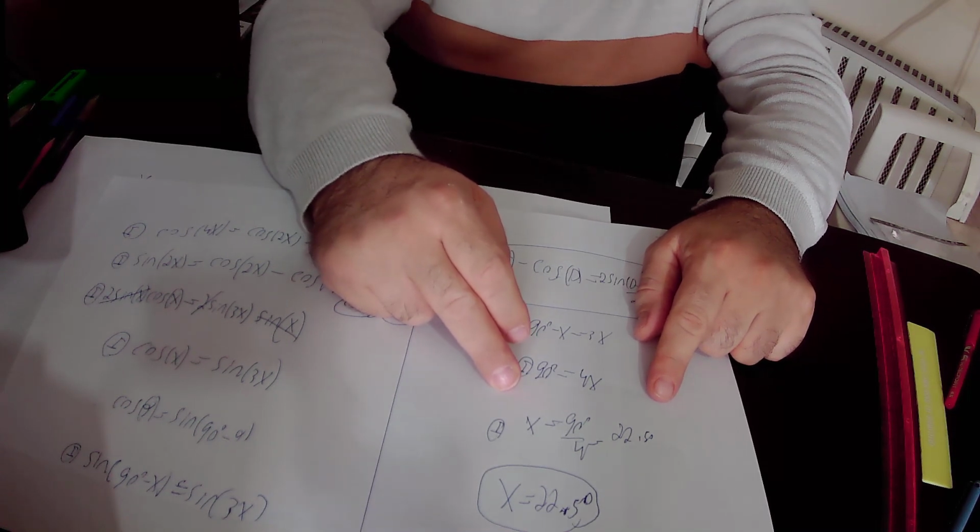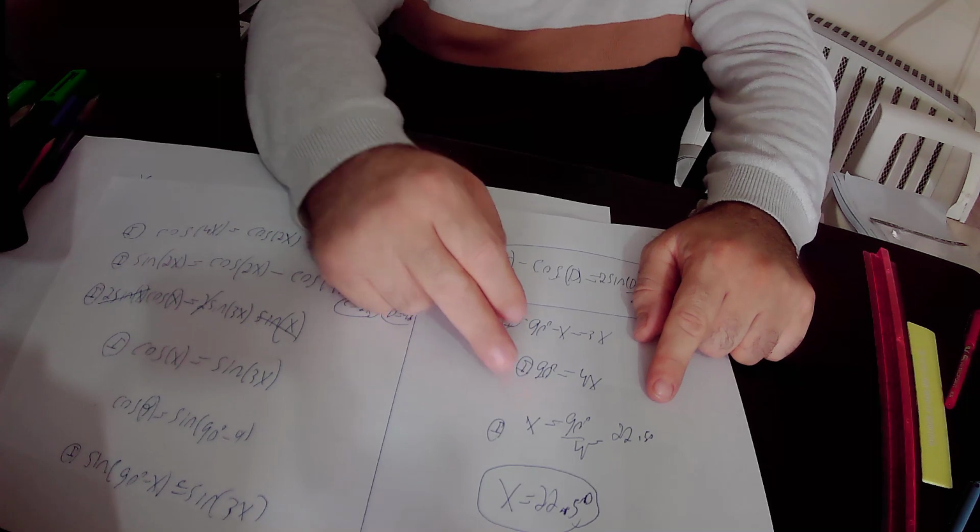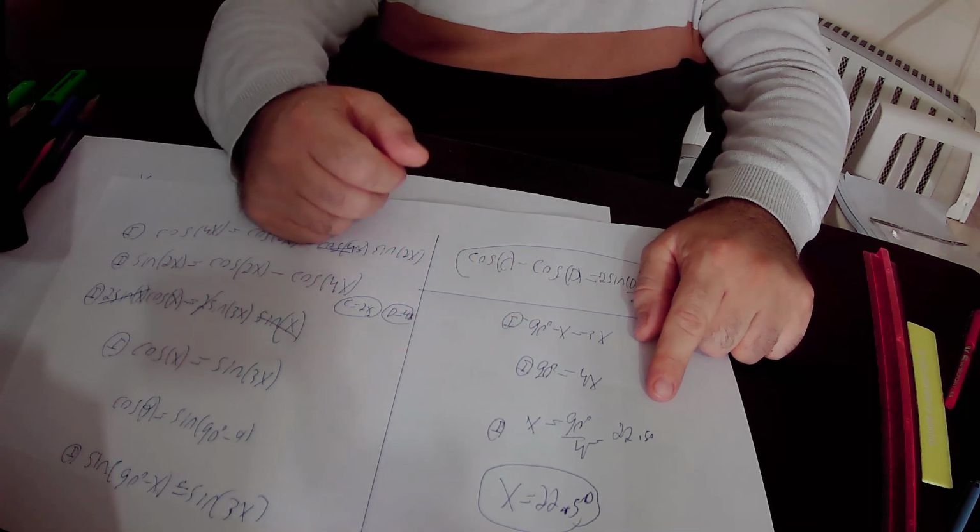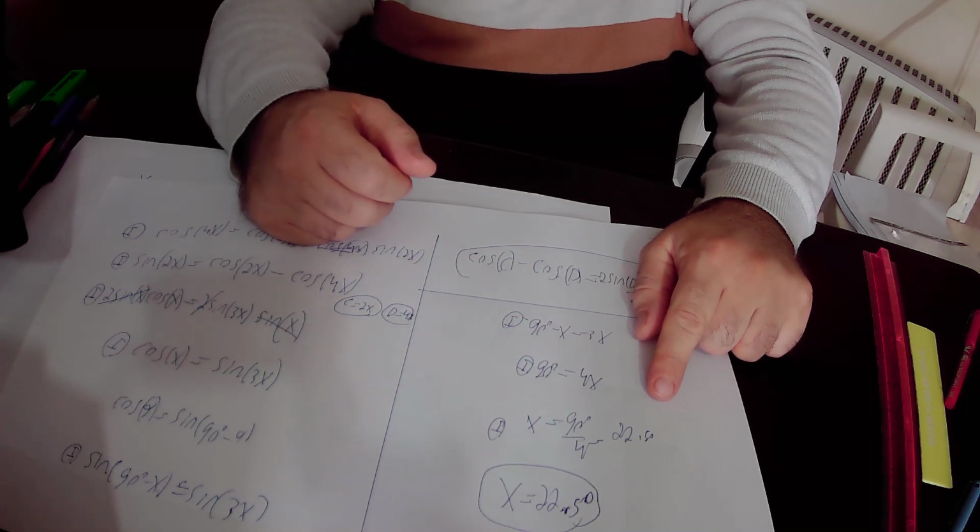90 degrees over 4 is 22.5 degrees. So we found out that the value of angle x equals 22.5 degrees. So we finished with the first method. Then I presented to you how to find out the value of angle x using the second method.